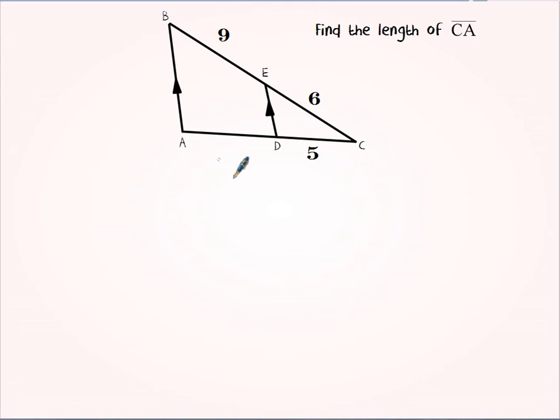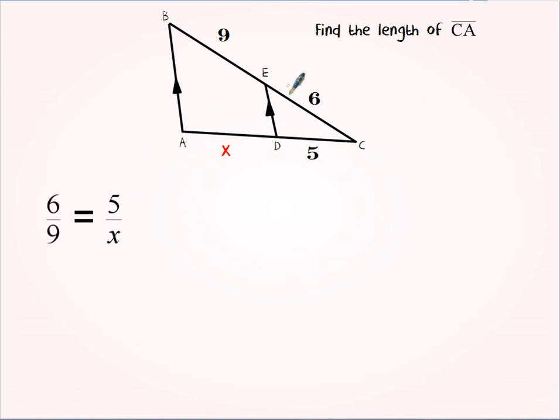Let's take a look at another one. This instruction says to find the length of segment CA. So we're going all the way from C to A. Now we don't know how to find the whole segment at once, but I can use a proportion to find AD, right? I can use my triangle proportionality theorem. I'm going to name my unknown segment X.